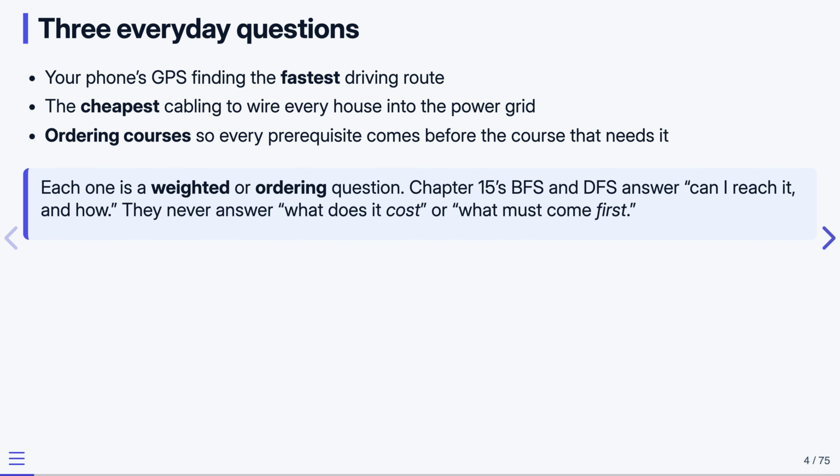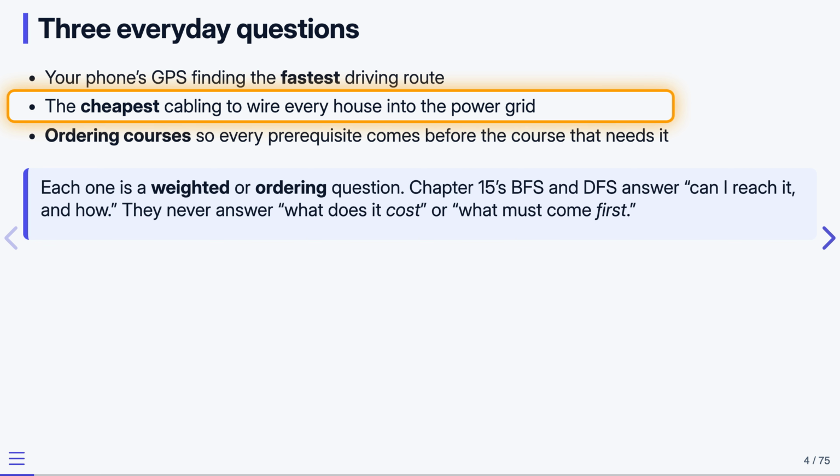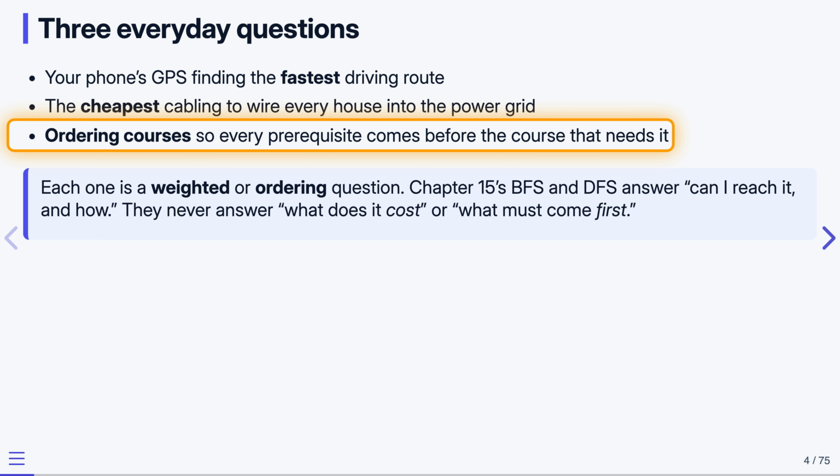Let's look at three everyday questions. Each one is a question about a graph. The first is your phone's GPS, finding the fastest driving route from home to work. The second is the cheapest cabling to wire every house into the power grid. The third is ordering courses, so every prerequisite comes before the course that needs it.